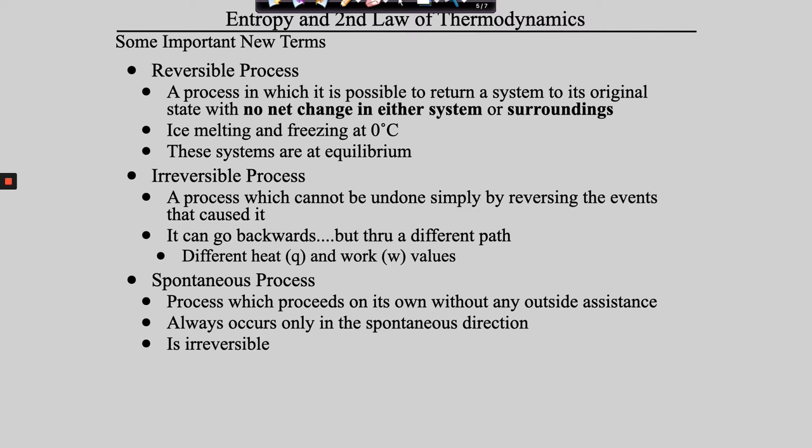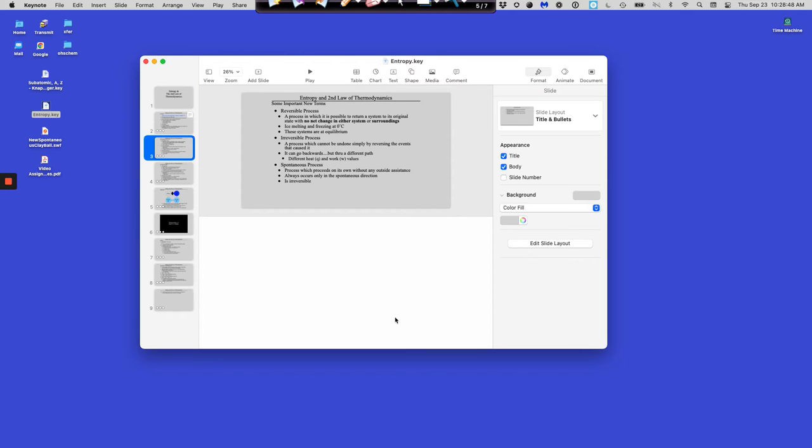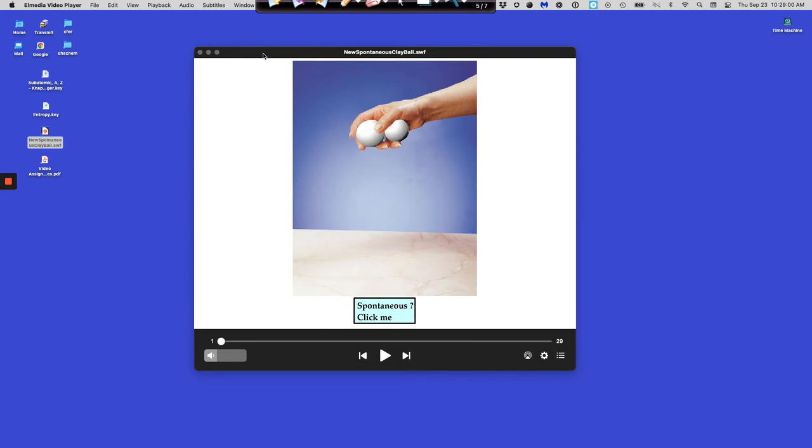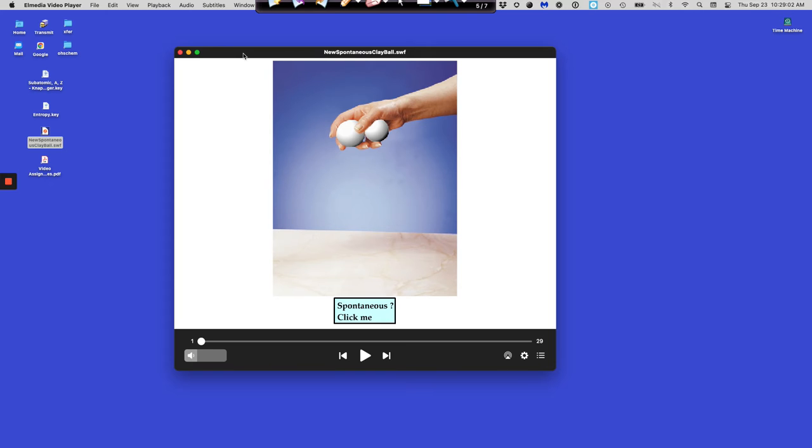Guys, can I show you the world's worst animation? And then we're going to call it quits. It actually goes like this. Ready? The new spontaneous clay ball thing, which actually isn't even a clay ball. These are eggs. So guys, here's the question. If you have eggs in your hand and you let go of them, what are they going to do? They're going to fall and they are going to smushify every single time.